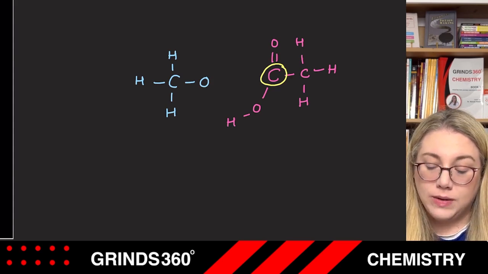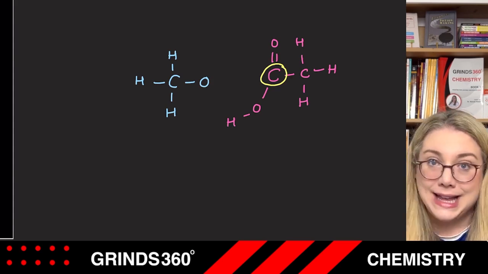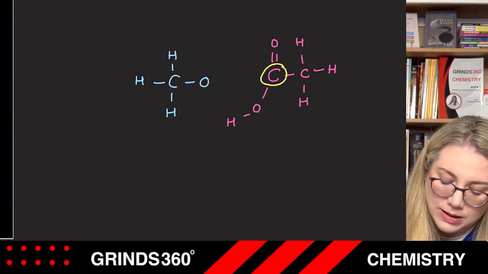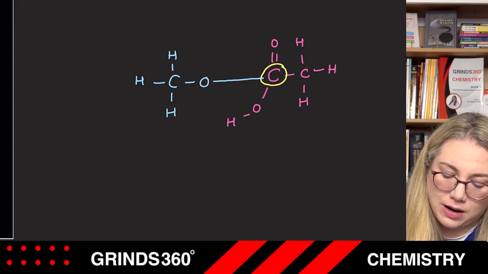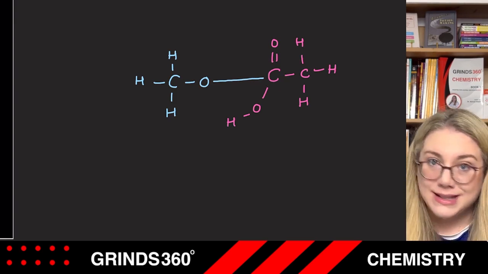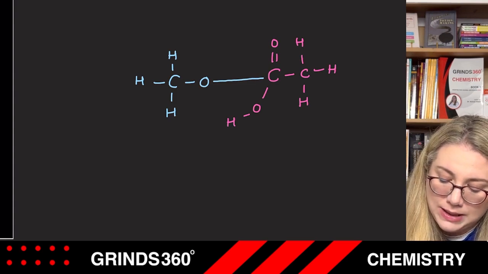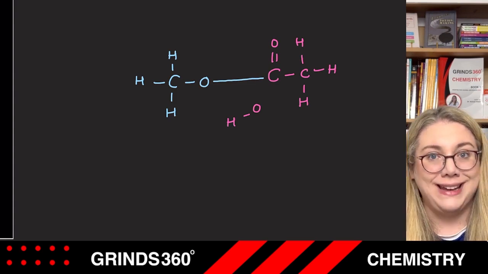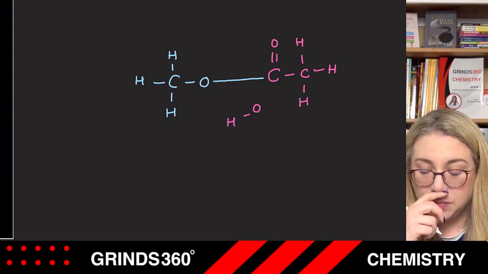That carbon already has 4 bonds. It can't have 5. So when we form a bond between the oxygen from the alcohol and the carbonyl carbon like that, that carbon now has 5 bonds. Can't have it. So what we do is we break the bond between the carbon and the OH and it kicks off the OH group.